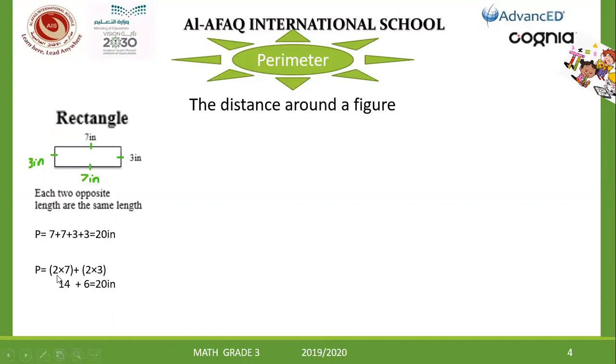Find the product in each bracket first. 2 multiplied by 7 is 14. 2 multiplied by 3 is 6. Add the products together, and I also get 20 inches.